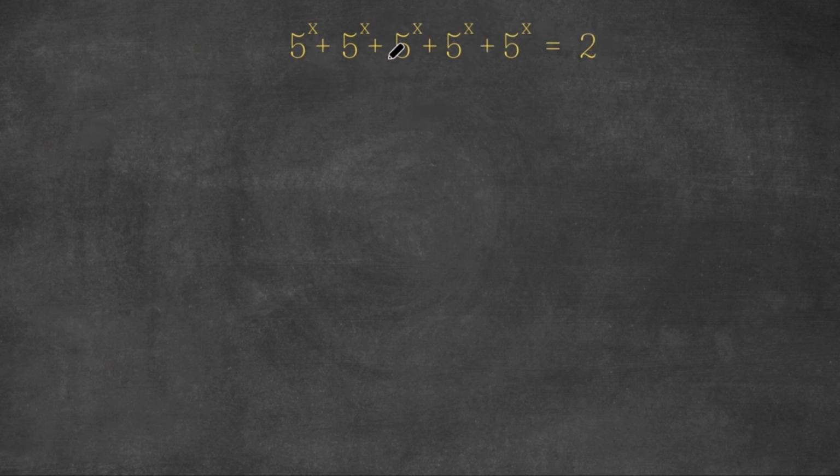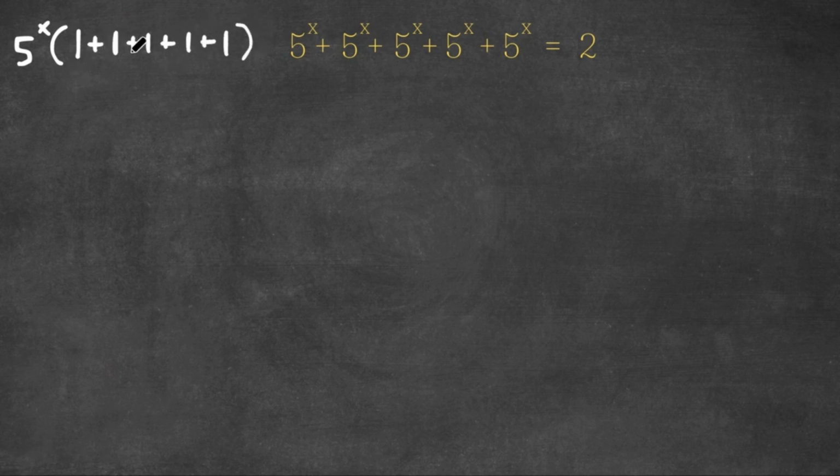Now, because our left-hand side here has all our terms being 5 to the power of x, what I'm going to do is factor out 5 to the power of x from our left-hand side. So by doing that, I get 5 to the power of x times 5 to the power of x divided by 5 to the power of x is 1 plus 1 plus 1 plus 1.